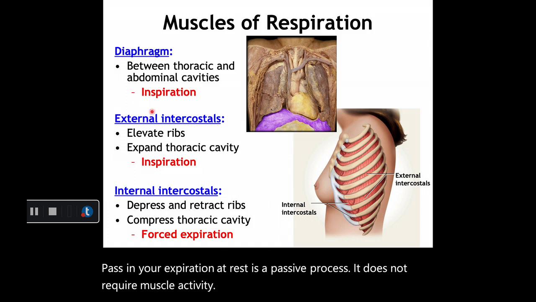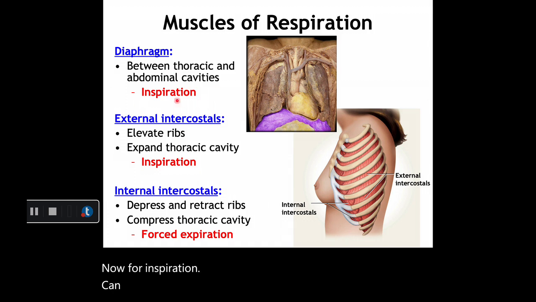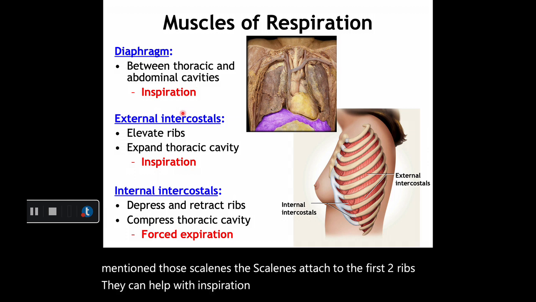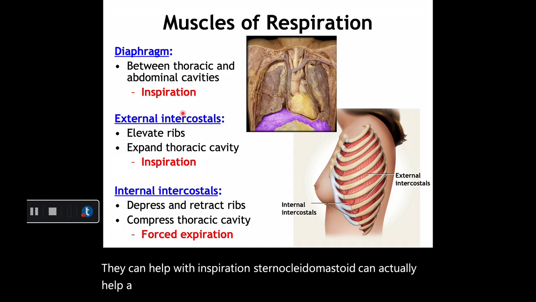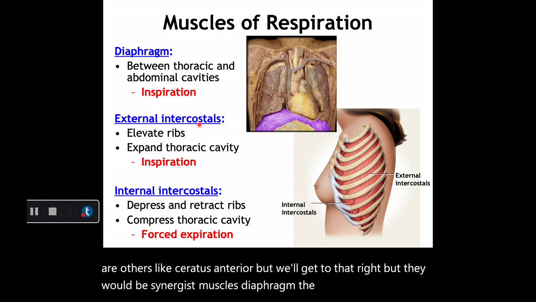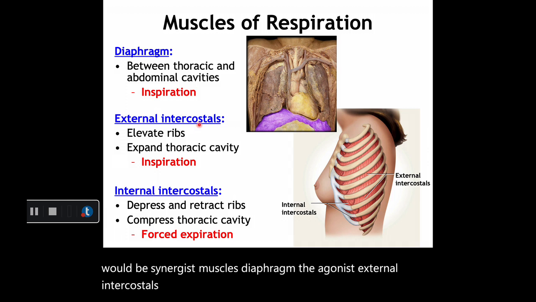Now, for inspiration, these are not the only two muscles that help. Remember I mentioned those scalenes? The scalenes attach to the first two ribs, and they can help with inspiration. Sternocleidomastoid can actually help a little bit too by elevating and expanding the rib cage. There are others, like serratus anterior, but we'll get to that. They would be synergist muscles. The diaphragm's the agonist. External intercostals are the primary synergist muscle.